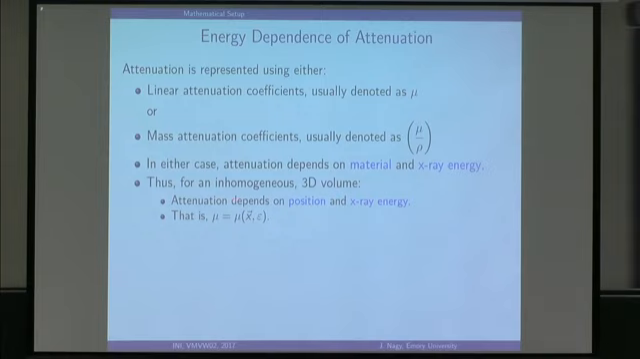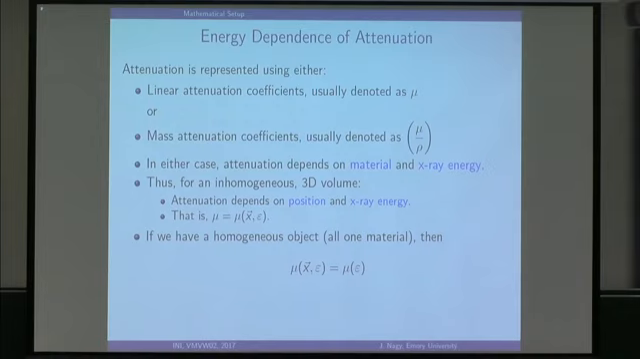For a 3D inhomogeneous object, of course, you have different materials all throughout the object. So then the attenuation coefficient depends in some sense on position, where it is in the object, because the material is different in there, and then also the energy at which it's emitted. If I have a fully homogeneous object, it's all one material, then the attenuation coefficient is only going to depend on the energy.